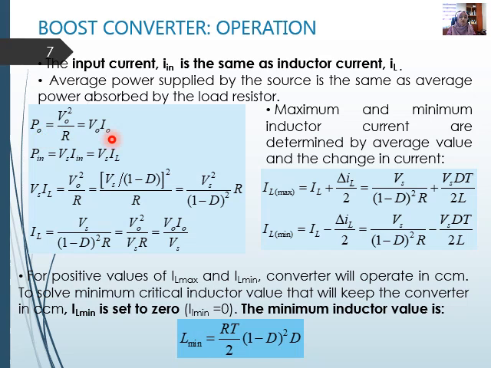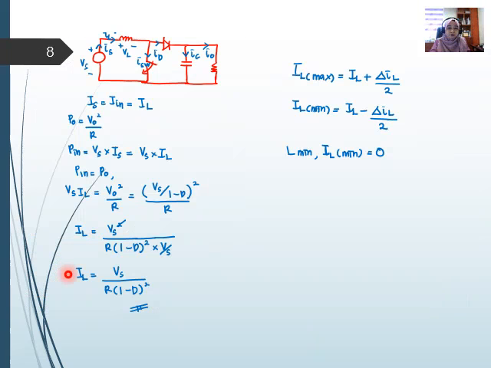P naught will be equal to V naught squared over R, or V naught multiplied by I naught. And then your input power will be equal to Vs multiplied by the input current, where we replace I in with IL. We equate the input power and output power together, so we get the equation for the inductor current. Your average inductor current IL will be equal to Vs over R multiplied by 1 minus D, all squared.